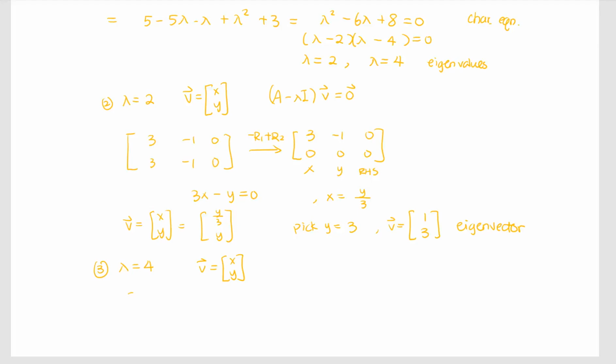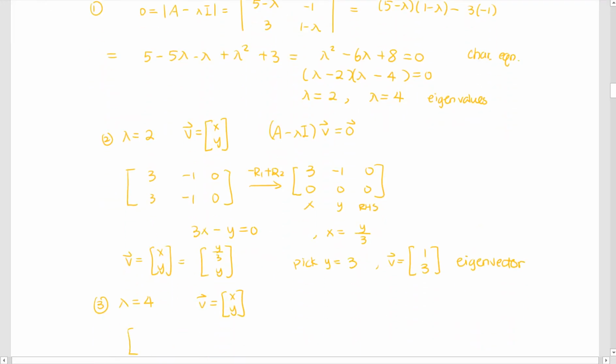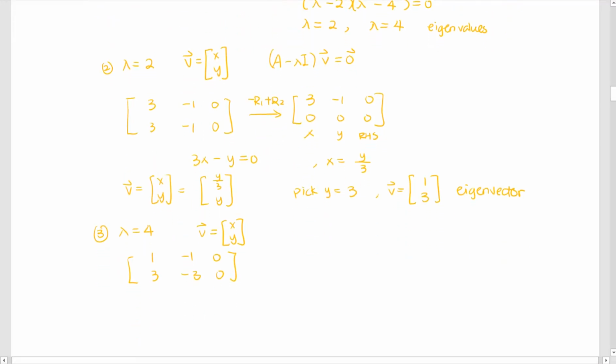So, the augmented coefficient matrix: 5 minus lambda. Lambda is 4, so 5 minus 4 is 1. And 1 minus 4 is negative 3. Okay, can you see the second row is a multiple of the first row? So we use negative 3 R1 added to R2, and then we get zeros.